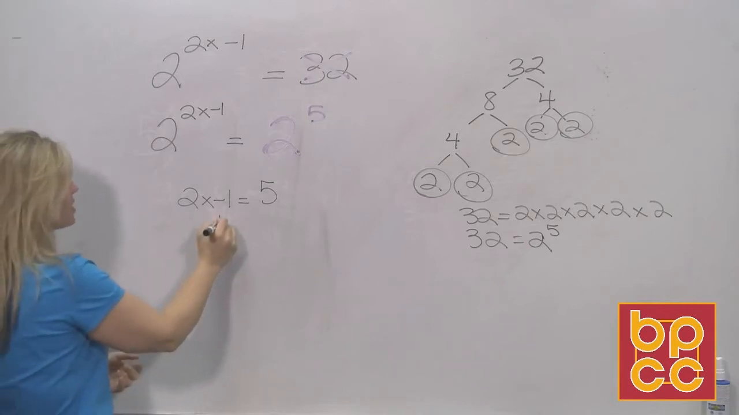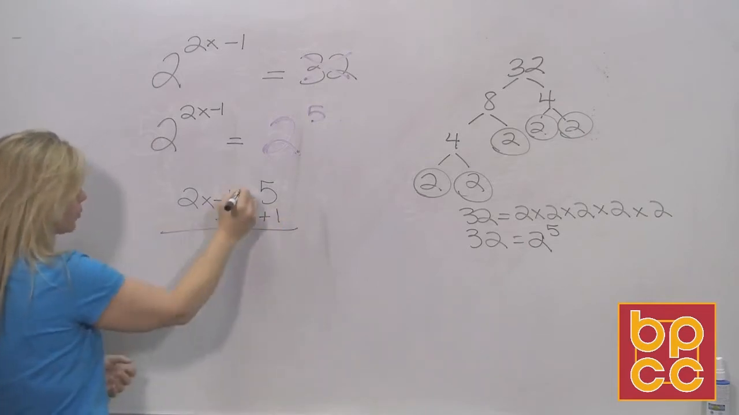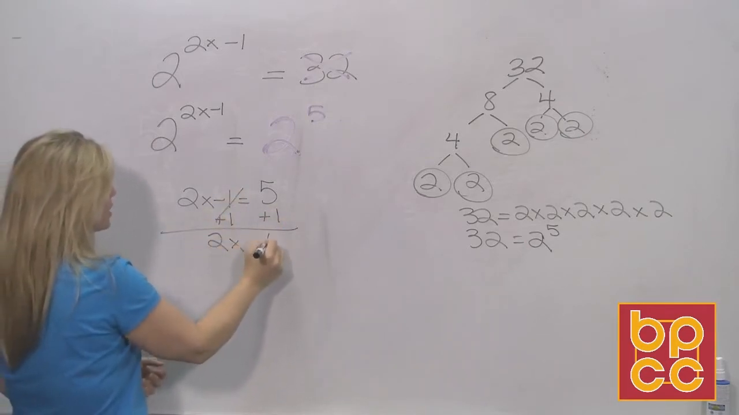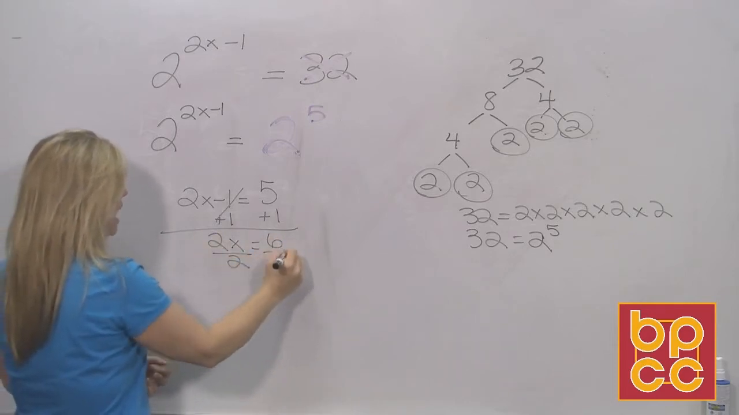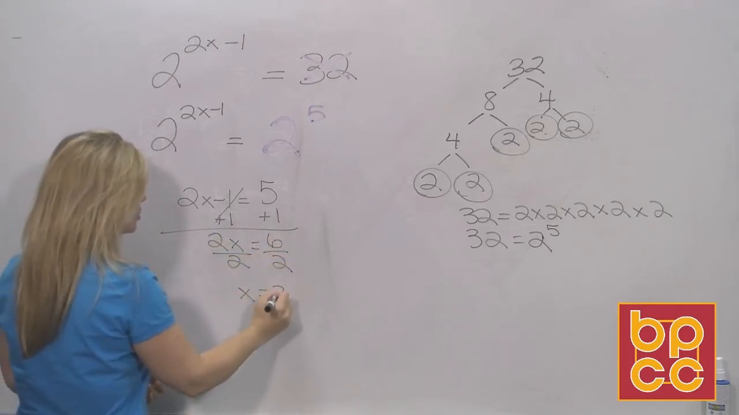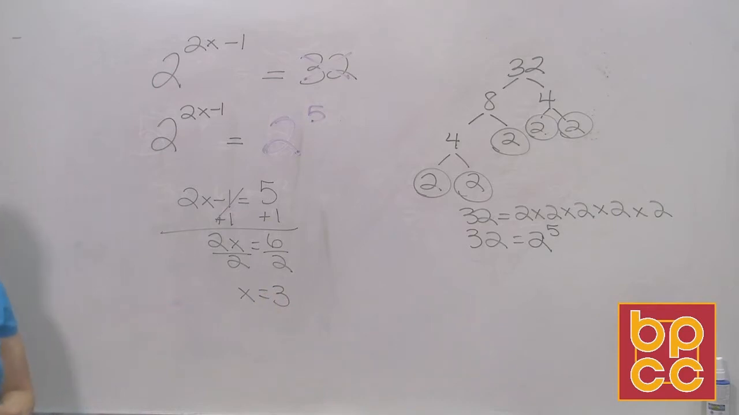Now we're going to solve. This is a simple linear equation. We'll add 1. We'll get 2x equals 6. We'll divide by 2, and x is 3. See how easy that was?